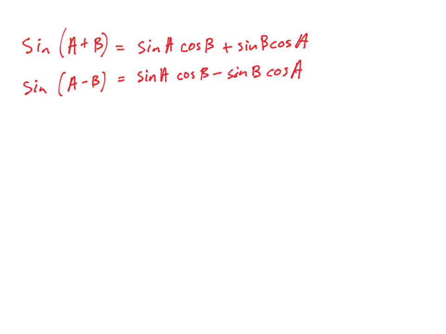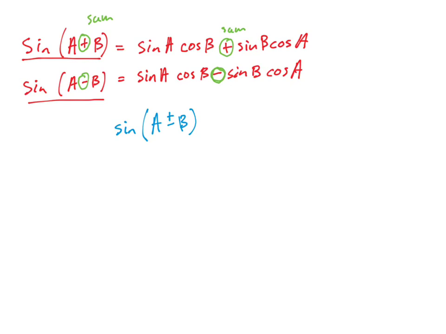So here are the sum and difference formulas for sine. The only thing that's different between the sum and the difference for sine is that if we have a sum in the argument, we're going to have a sum in the expanded form. And if we have a difference in the argument, we're going to have a difference in the expanded form. So it's sine of A, cosine of B, and then plus or minus sine of B, cosine of A.